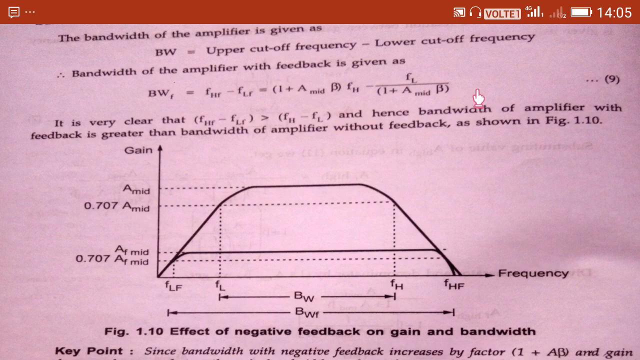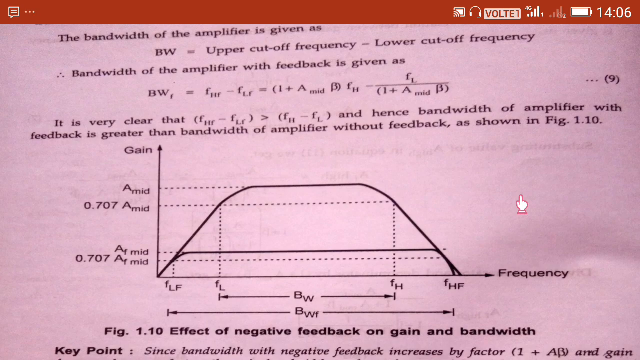Now with the derivation we have just done, we can easily conclude that upper cutoff frequency is increasing by the introduction of negative feedback and lower cutoff frequency is decreasing. So bandwidth, which is basically the difference of higher cutoff frequency and lower cutoff frequency, will increase. Okay, so this is the derivation which we wanted to consider in this lecture.